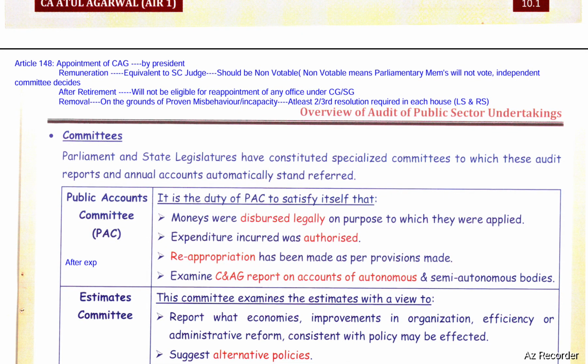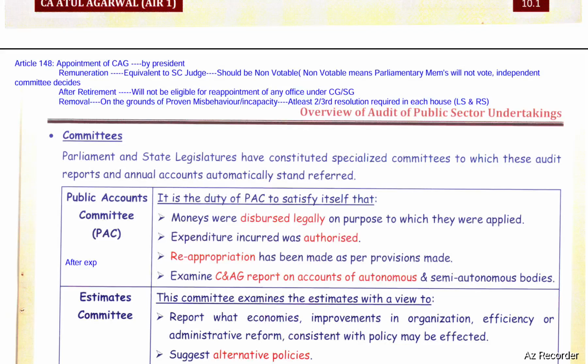Remuneration. CAG remuneration is equivalent to Supreme Court judge remuneration. Remuneration should be non-votable. Non-votable means parliamentary members will not vote. Independent committees will decide the remuneration of CAG. After retirement, he will not be eligible for reappointment to any office under central government or state government.